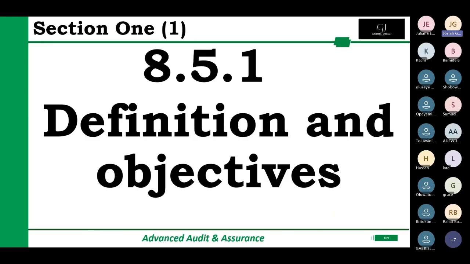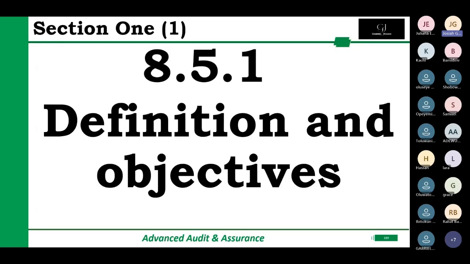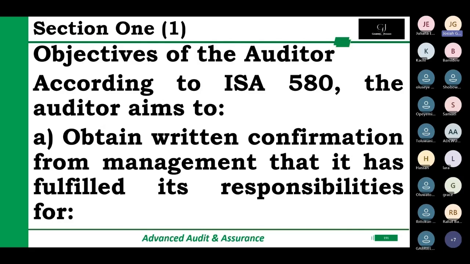So let's define the objectives of written representation in the first session. What is written representation? What is it all about? Written representation is a formal statement by management confirming specific matters or supporting other audit evidence. It's a correspondence or an exchange between management and the auditor, to confirm matters or support audit evidence for the auditor's use. And the objective of the auditor is to obtain written confirmation from management that it has fulfilled its responsibilities.